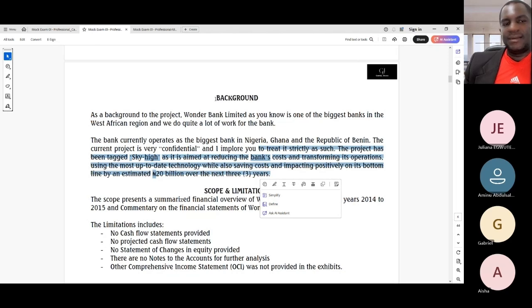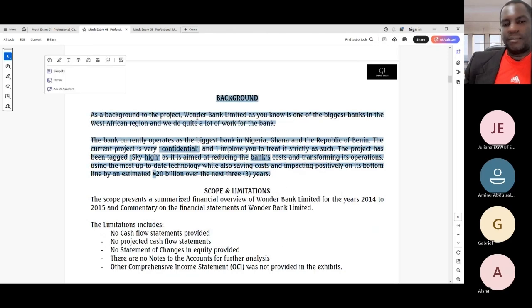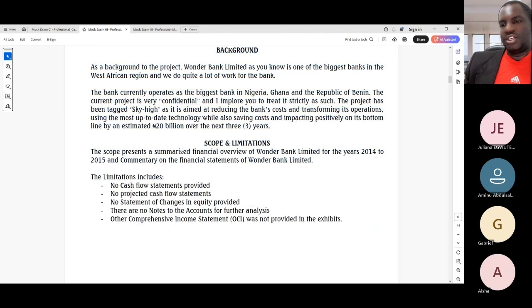The format is there clearly. So just write the background in summary form of the company and what the scope and limitations are. The scope they give us is just the 2014-2015 financial statements, and there was no cash flow statement provided. So all these were our limitations that form part of our reservations.